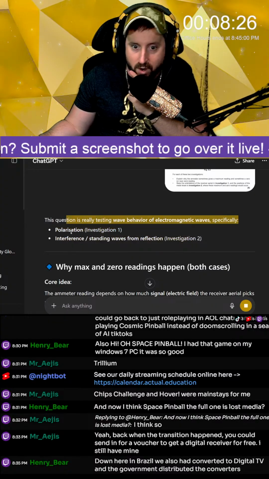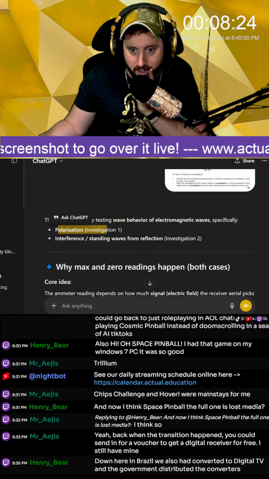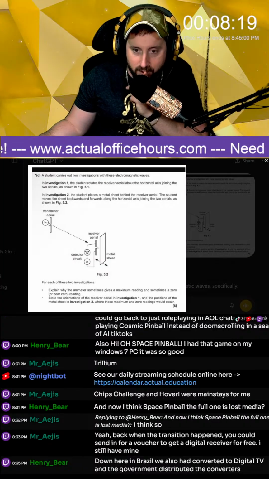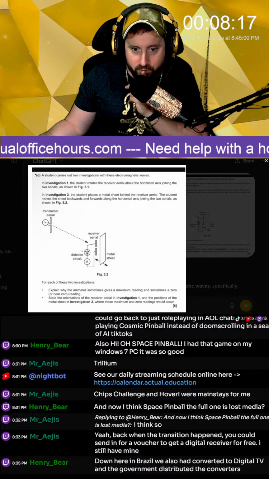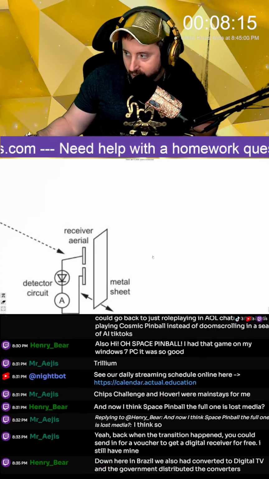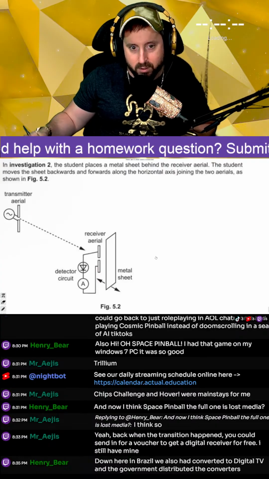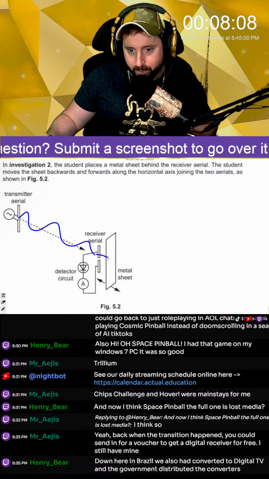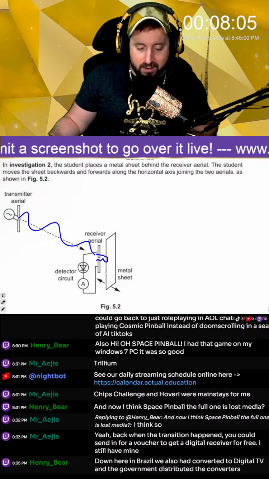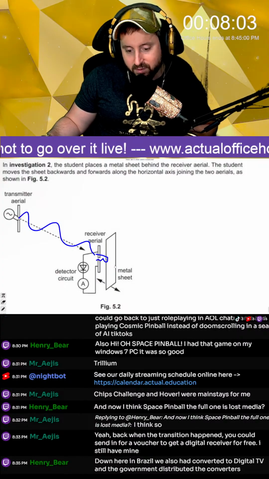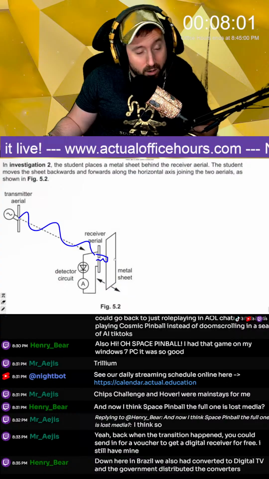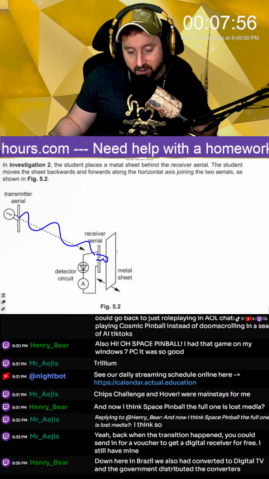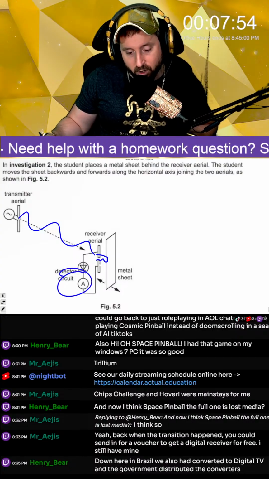Okay. Right, okay, polarization. I was kind of right with that. Phase angles, right? Interference and standing waves from reflection. Okay, cool. I get it. So, as this metal sheet moves, I can kind of see what's going to happen. Some of these waves would bounce off of here and reflect back. And depending on the length of these, if they are, I want to say, half a wavelength in difference, then they would cancel out. And that's why you would get no current going through.